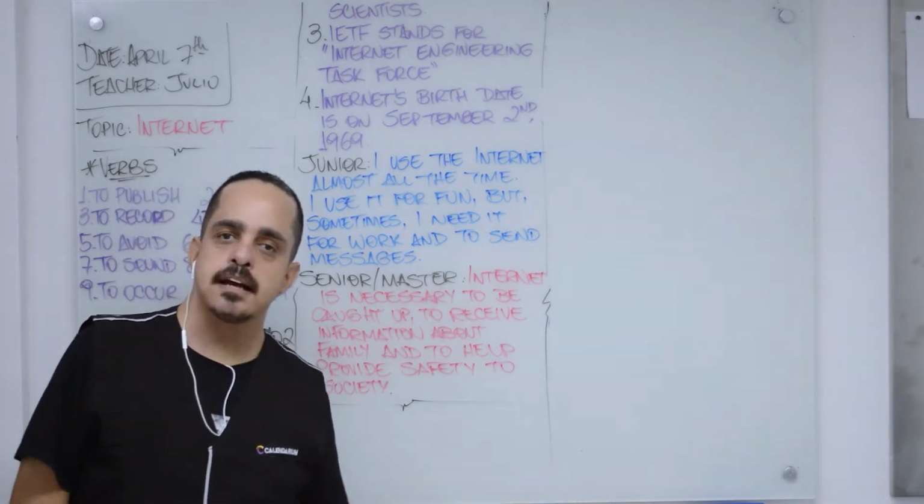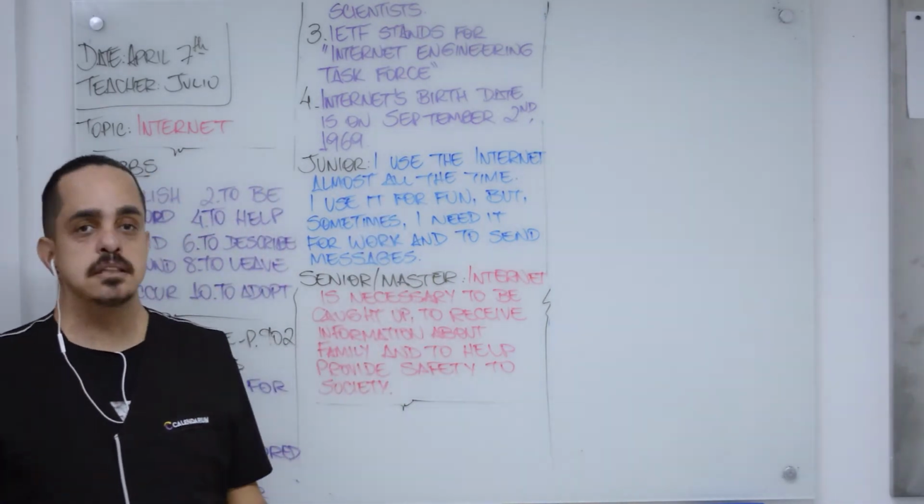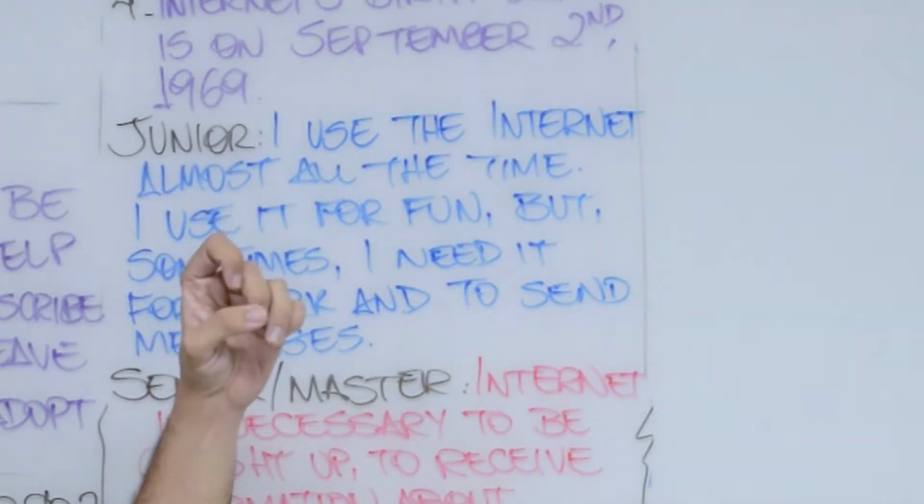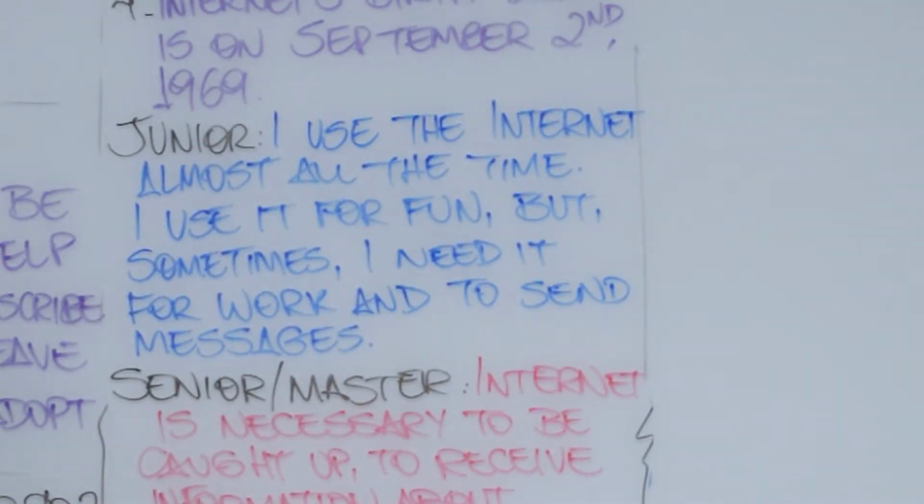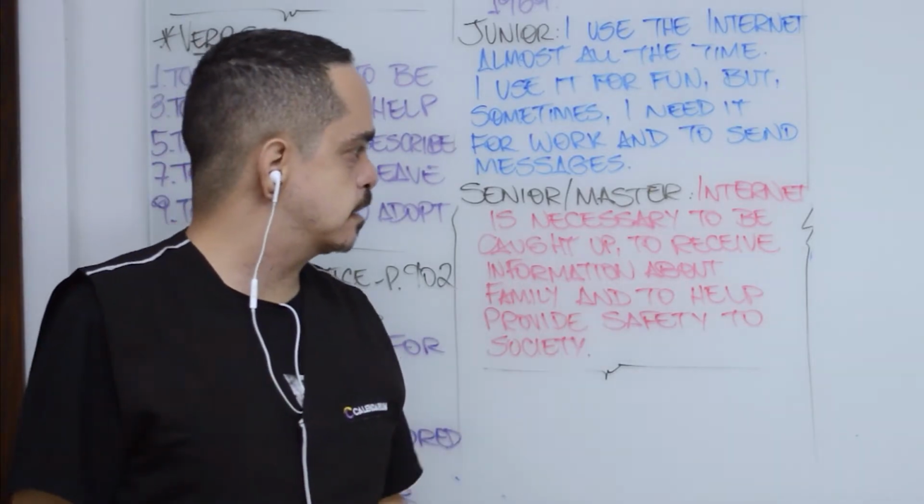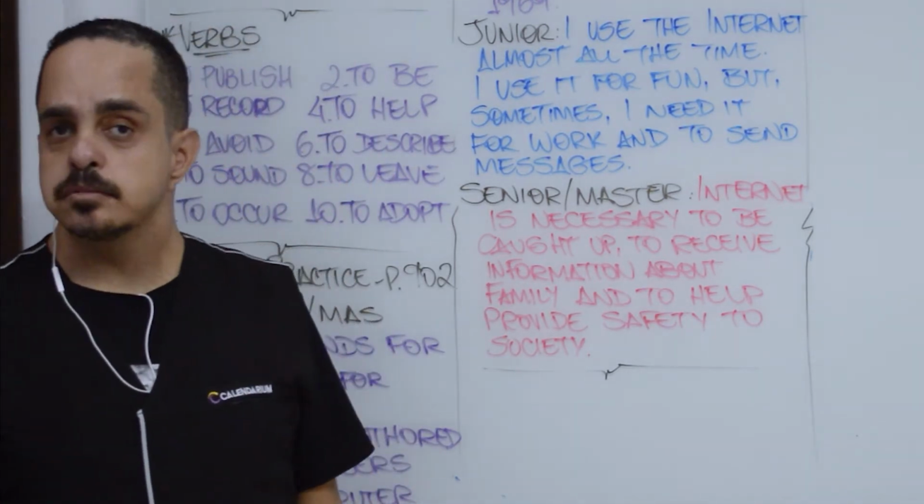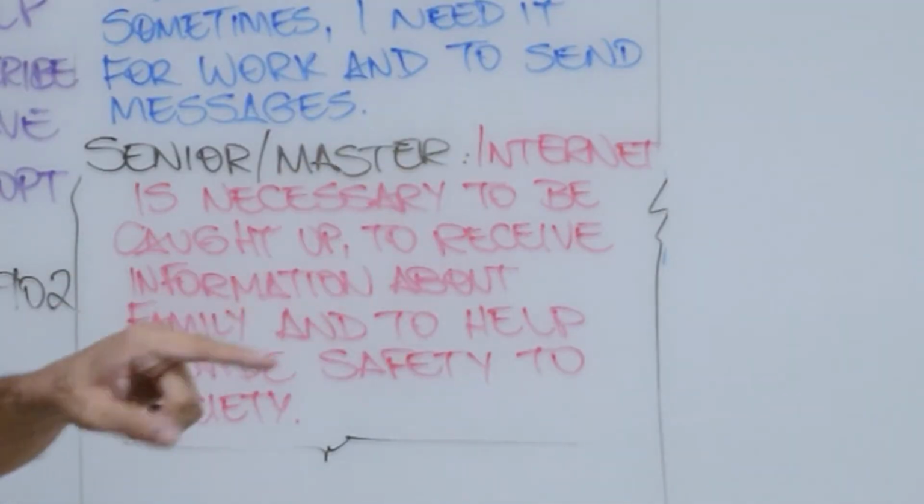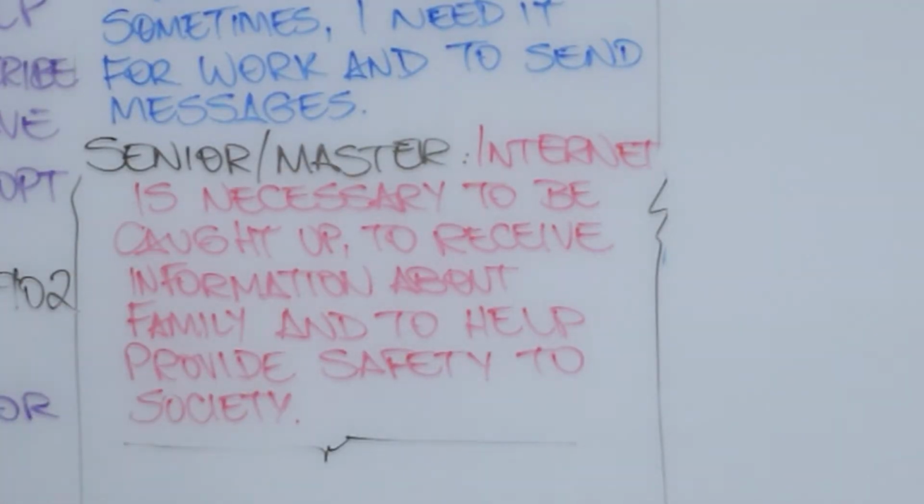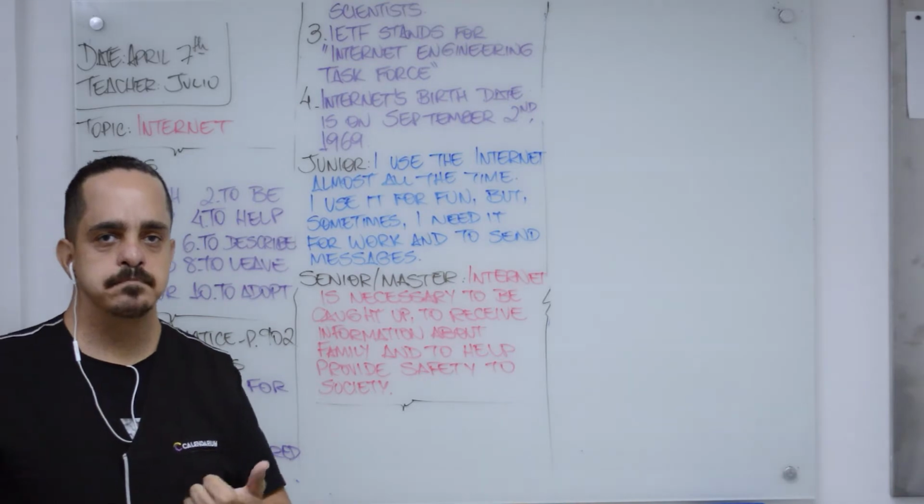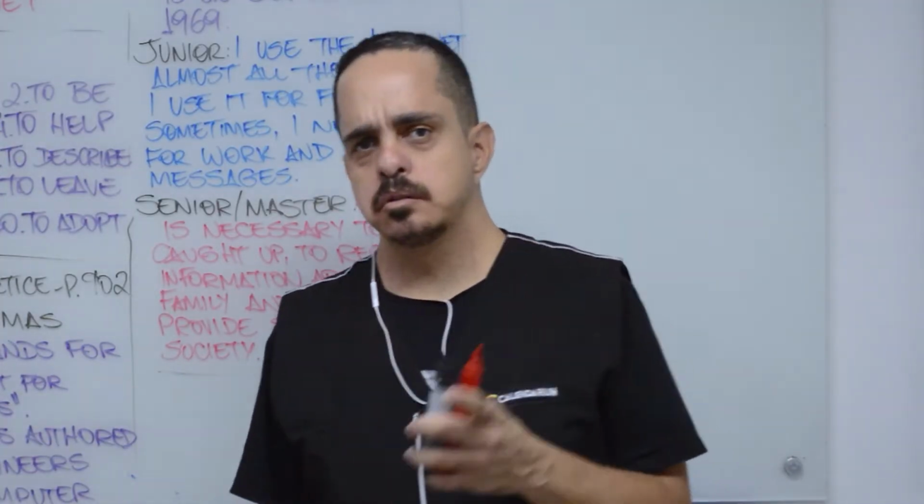Okay? After that, juniors had to answer when they use the Internet. For example, I use the Internet almost all the time. I use it for fun, but sometimes I need it for work and to send messages. Seniors and masters, you had to say why the Internet is important for you. For example, Internet is necessary to be caught up, to receive information about family, and to help provide safety to society. Alright? So now we can start our review.